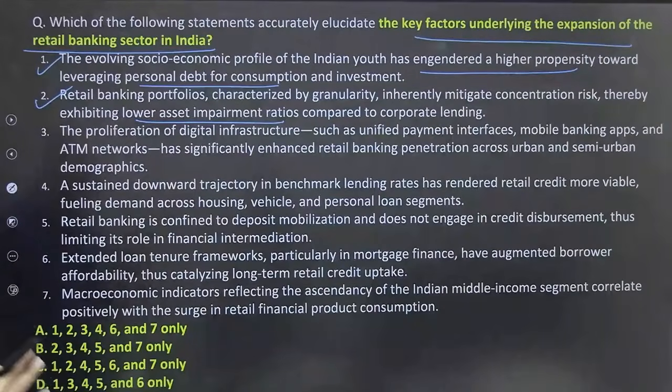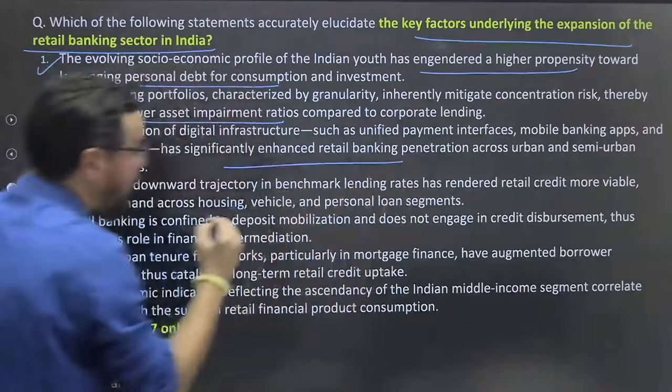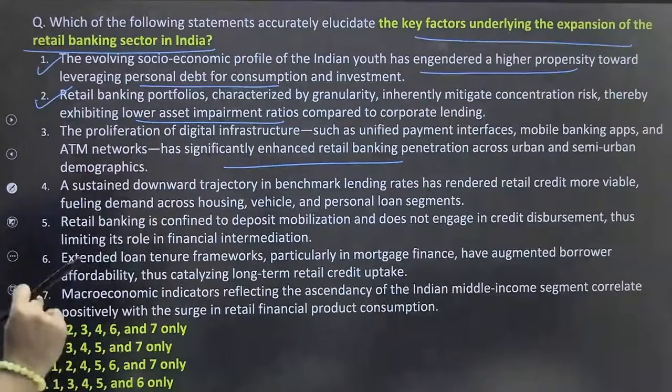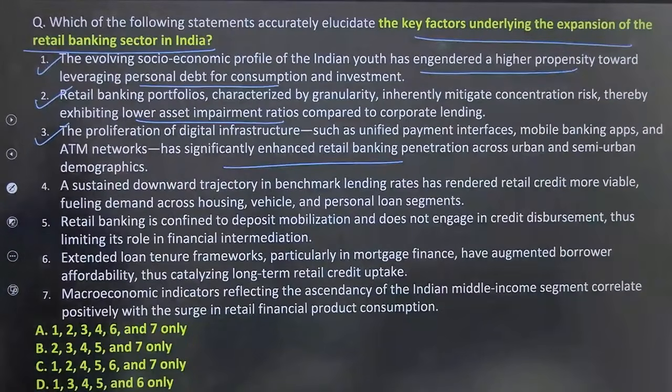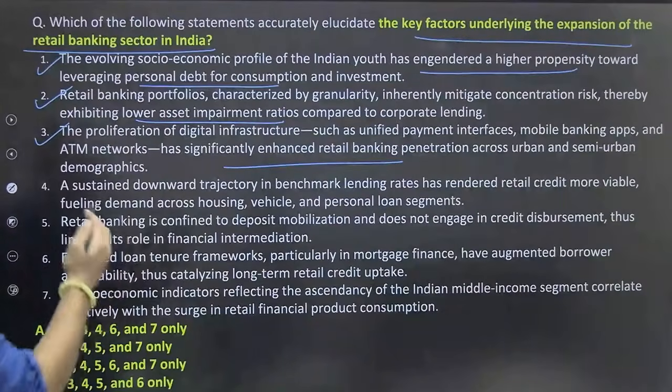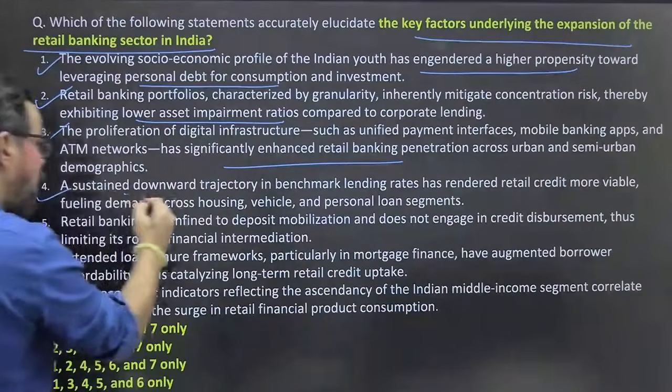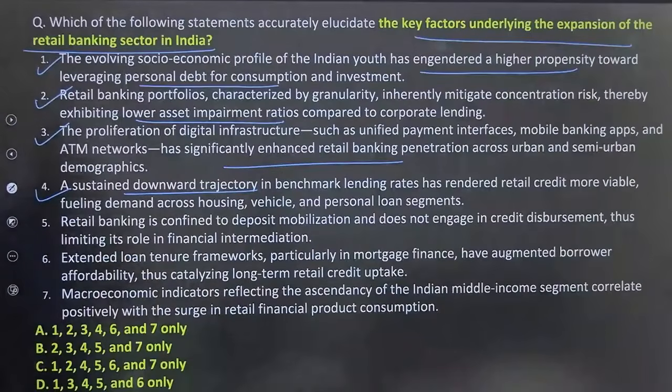Proliferation of digital infrastructure, such as Unified Payments Interface, mobile banking apps, and ATM networks, has significantly enhanced retail banking penetration across urban and semi-urban demographics. True. A sustained downward trajectory in benchmark lending rates has rendered retail credit more viable, fueling demand across housing, vehicle, and personal loans. Absolutely right. So it is about the downward trend, meaning there is a decline in the overall MCLR or related rates.